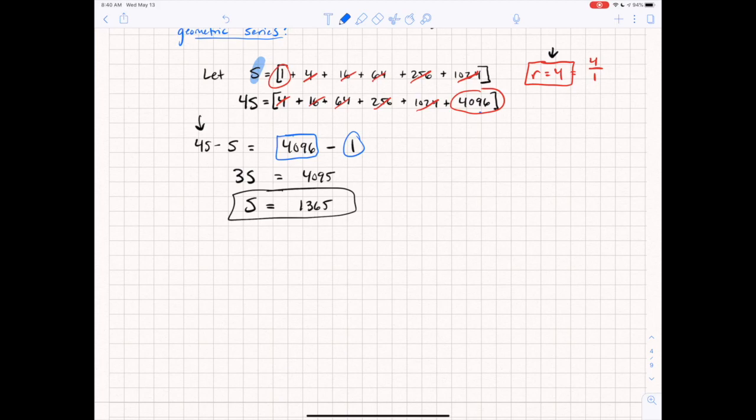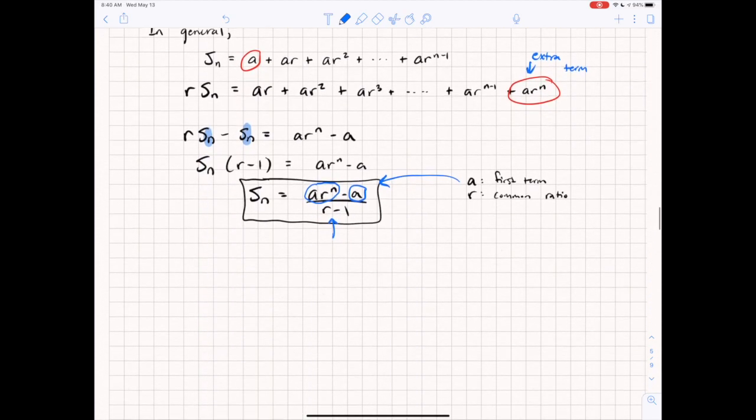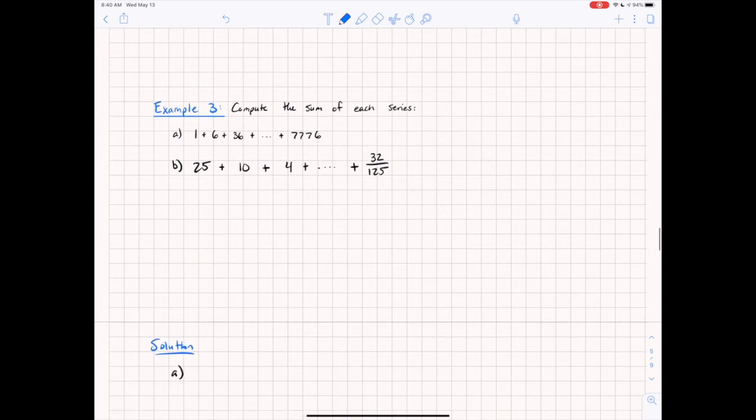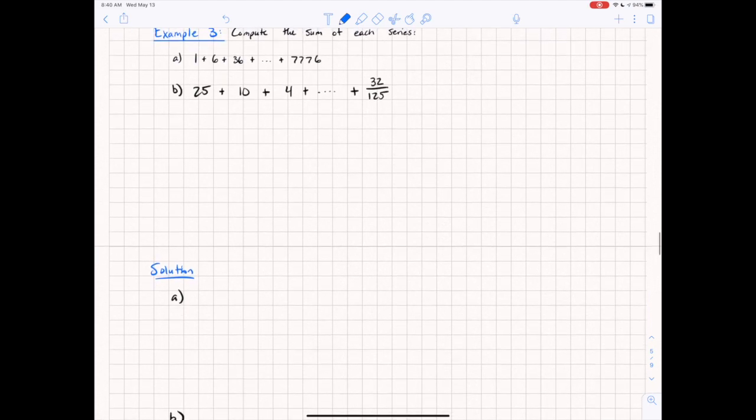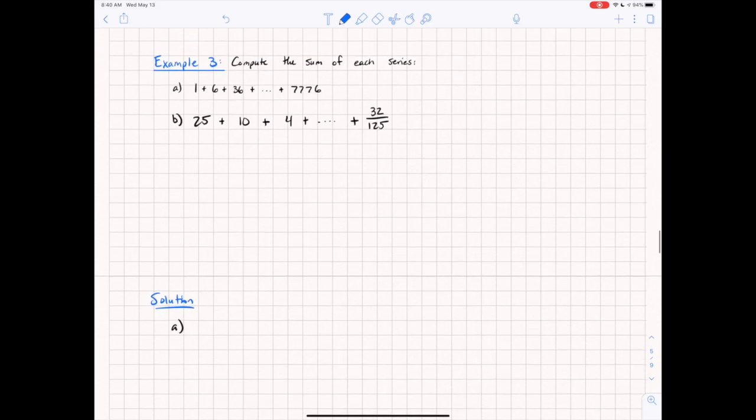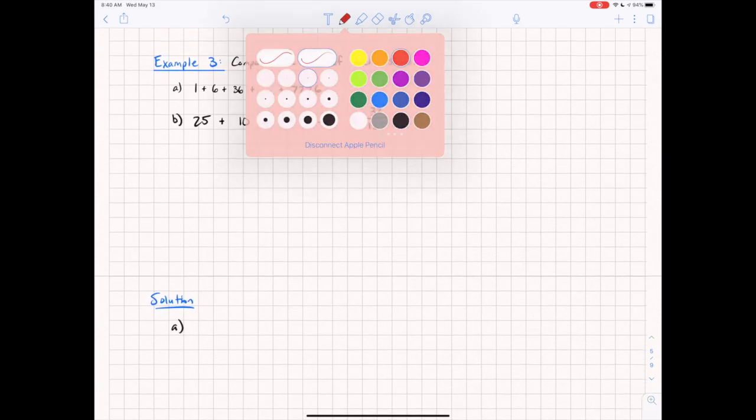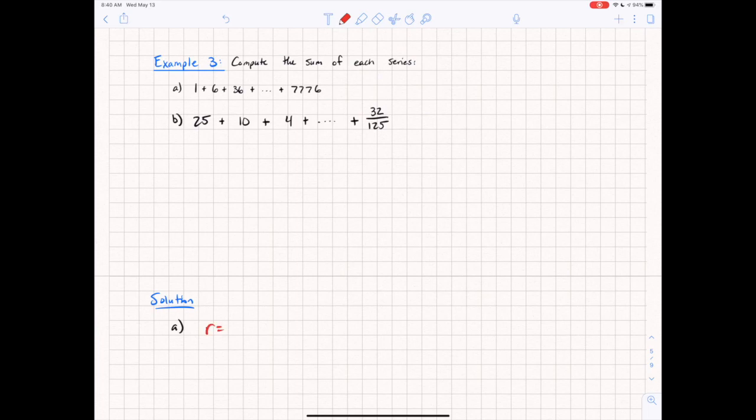All right, so let's put this formula to use so you can see and hear me talk it out here in example 3. So compute the sum of each series: A, 1 plus 6 all the way out to 7,776, and then B, 25 plus 10 all the way to plus 32/125. So in A, we need to figure out what my r is. Here it's kind of straightforward to see that my r is going to be 6. Right, we can do 6 divided by 1 or 36 divided by 6.